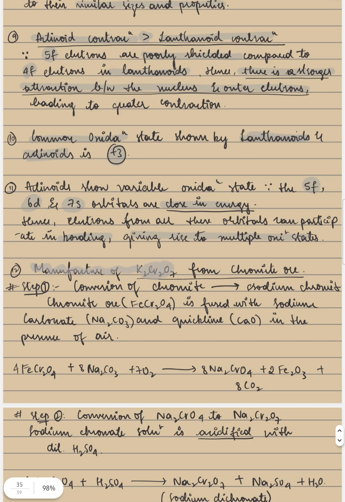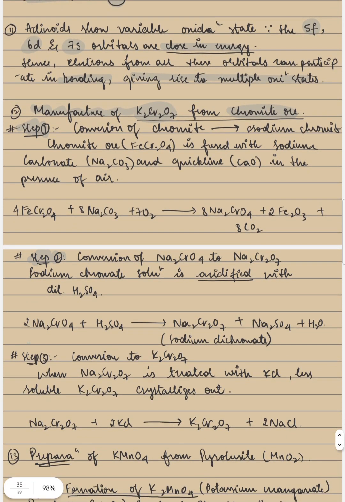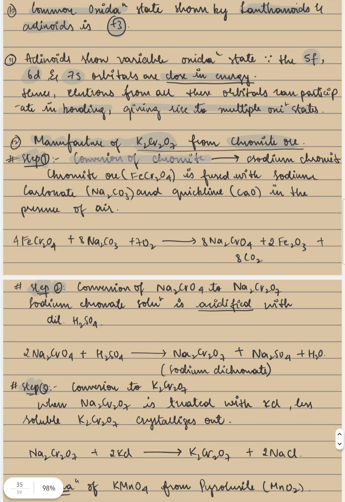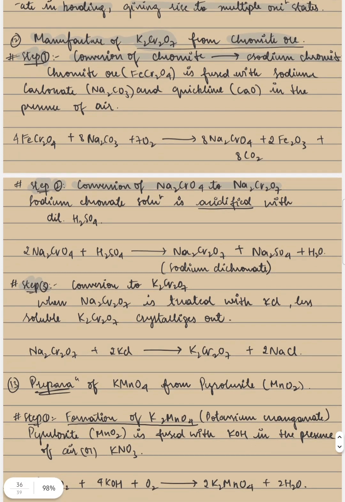Manufacture of K2Cr2O7 from chromite ore. There are 3 steps. First is conversion of chromite to sodium chromate, conversion of sodium chromate to sodium dichromate, and conversion to K2Cr2O7.